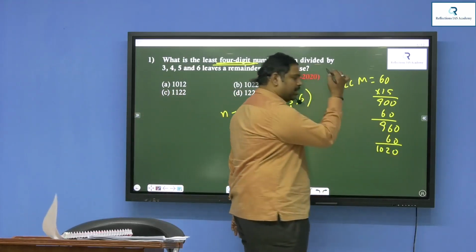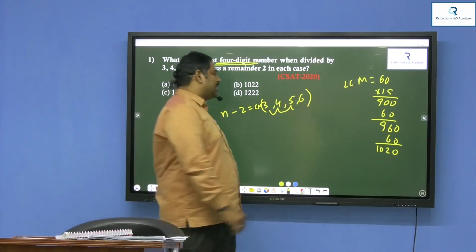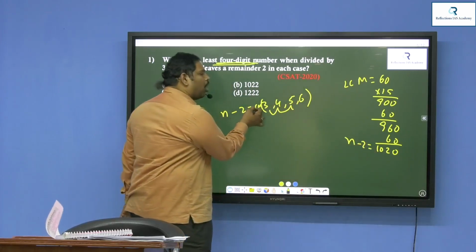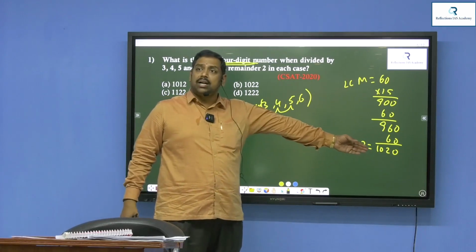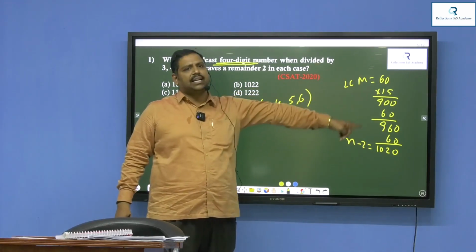1020. Yes, it is a 4-digit number. Okay, I want the least 4-digit number, right? Then I can say that n minus 2 is, actually the answer is not the LCM only, it can be any common multiple. So this is also a common multiple, right? Because all common multiples are multiples of the LCM.